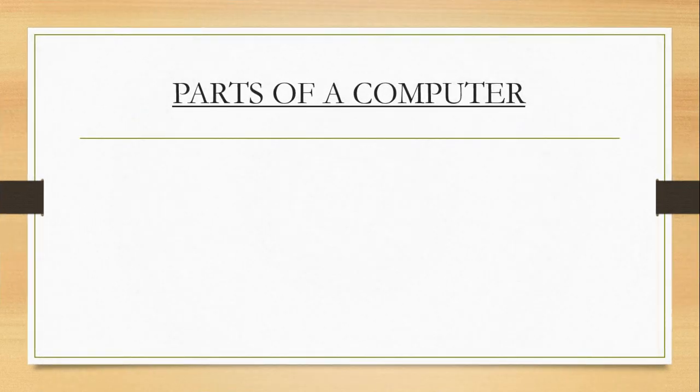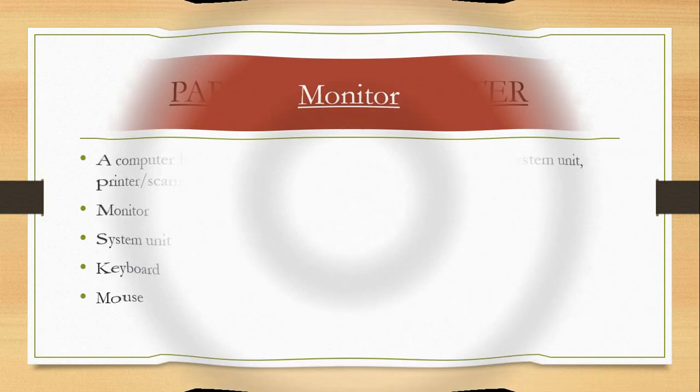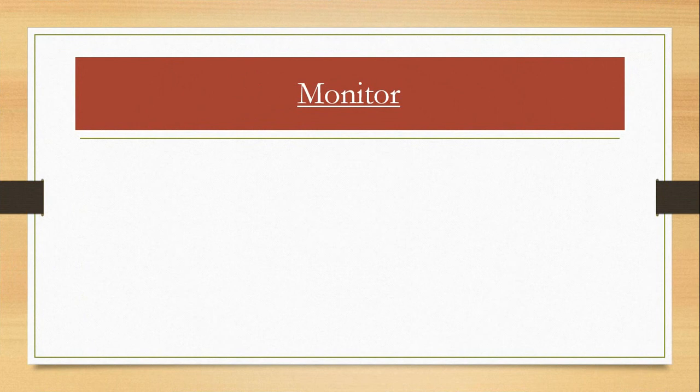Parts of computer. Now the computer has many parts like the monitor, speaker, keyboard, system unit, printer, scanner, mouse, etc. But the four main parts are monitor, system unit, keyboard, and mouse. Now let's talk about them one after the other. What is a monitor?